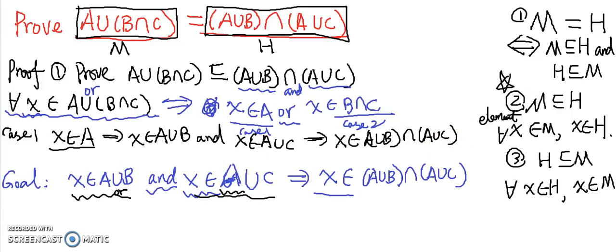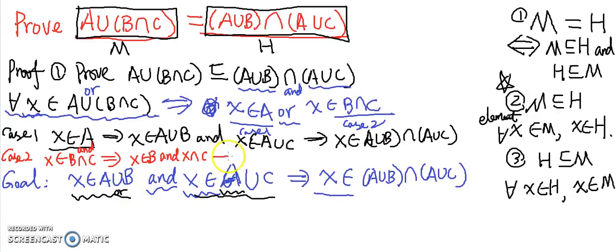So now let's do case 2. So in case 2, we know x is in the intersection of B and C, which means we replace the symbol with and, which means x is in B and x is in C. So you can see in the proof, we just keep using the definition of intersection and union. So intersection is and, union is or.